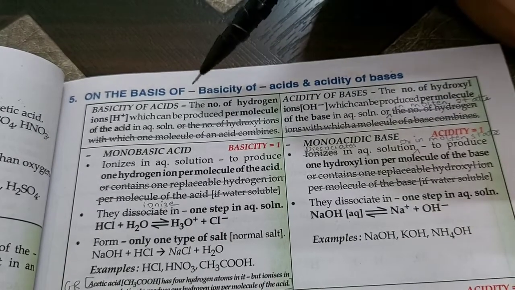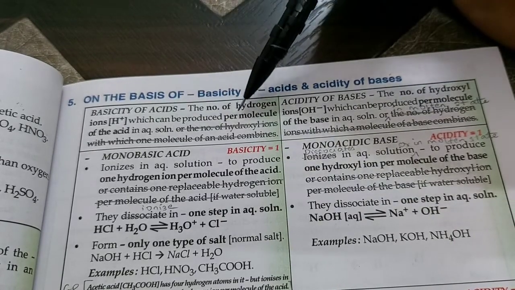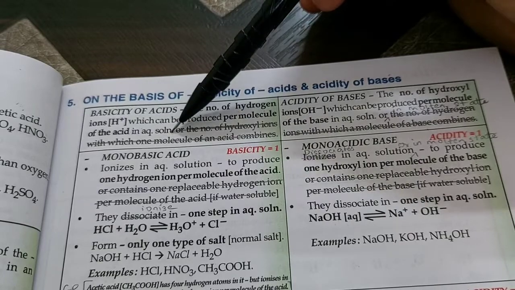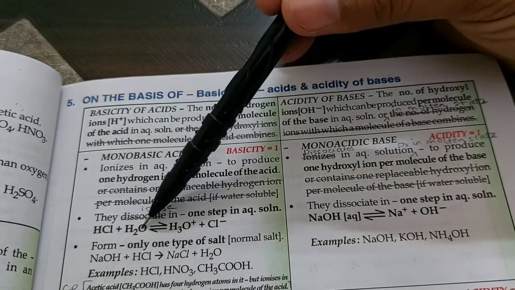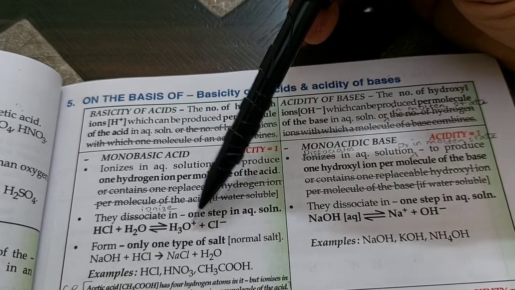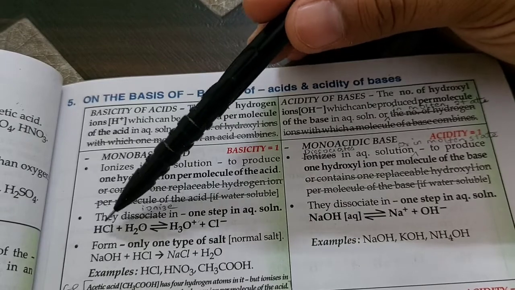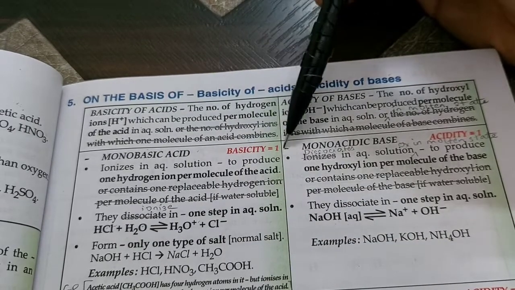The basicity of acids is defined as the number of hydrogen ions which can be produced per molecule of the acid in aqueous solution. Cancel the rest. That means if I dissolve an acid in water and from one molecule of HCl I get one hydronium ion, I'll call hydrogen chloride, that is hydrochloric acid, a monobasic acid. And the basicity is 1.